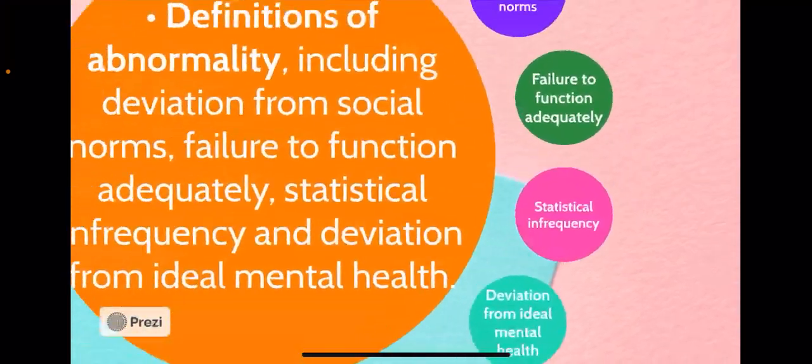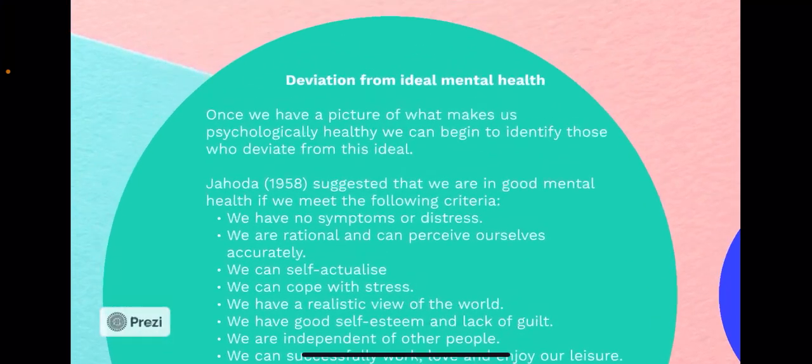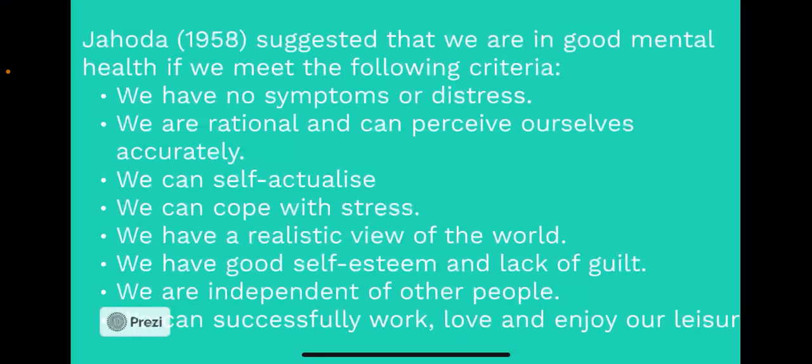Our final definition is deviation from ideal mental health. So once we have a picture of what makes us psychologically healthy, we can begin to identify those who deviate from this ideal. So with regards to deviation from ideal mental health, we have several criteria that are ideal with regards to mental health, and if somebody doesn't meet these criteria, then we could suggest that they are deviating from ideal mental health. So let's have a little look at these criteria.